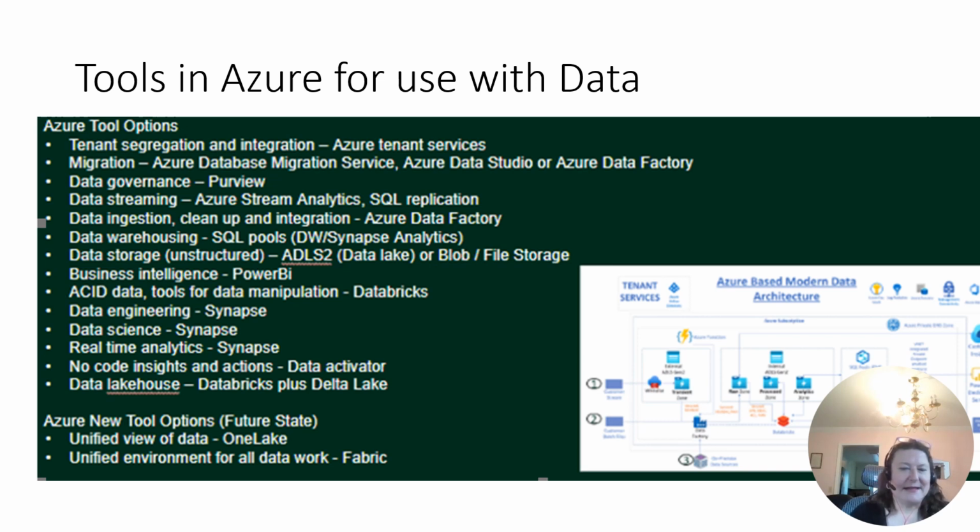So as I said here, the future state for Azure is OneLake and Fabric, not quite there yet. The idea behind them is to have a unified view of the data, a unified environment in which to do all your data work. That's pretty much what Databricks is already. Databricks runs on all three clouds and a few other places too. So Databricks right now, I think, is that unified environment, but I think Azure are trying to make Fabric and OneLake that future state. So keep that in mind.